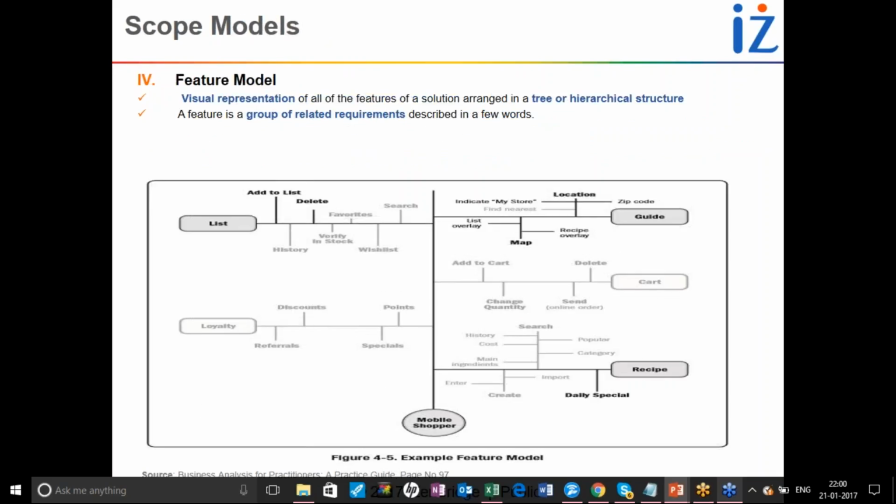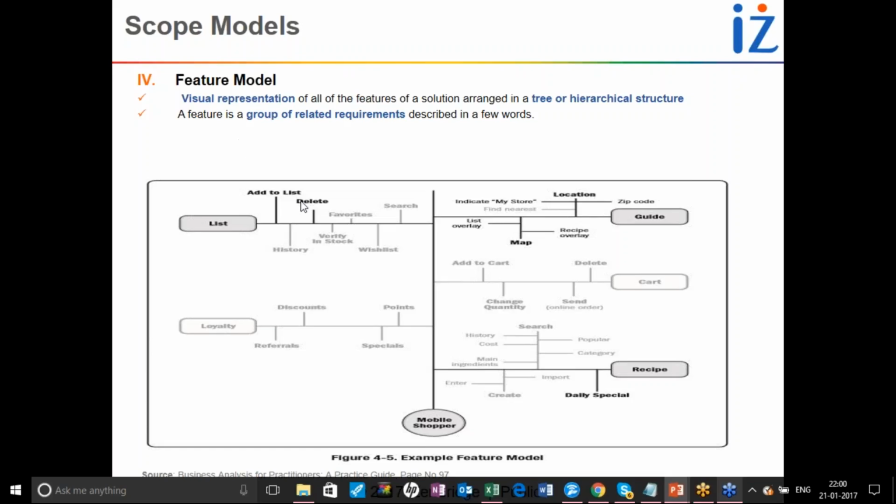Feature model: this helps you visually represent the number of features, which are grouped together hierarchically or in the form of a tree, and different colors can be used to represent different things. Like these are the black requirements, which need to be developed in the near future, and the gray requirements which are going to be developed in later iterations. So these are the related requirements.